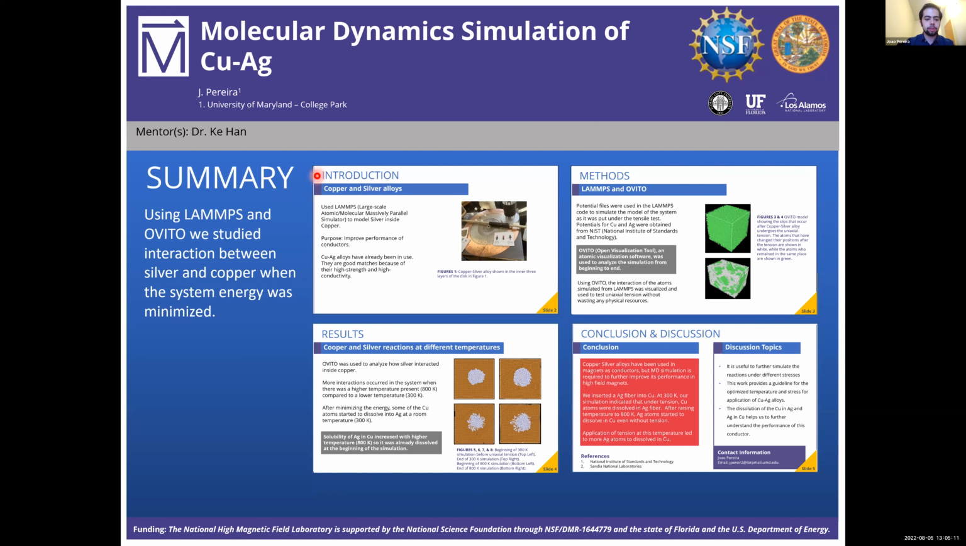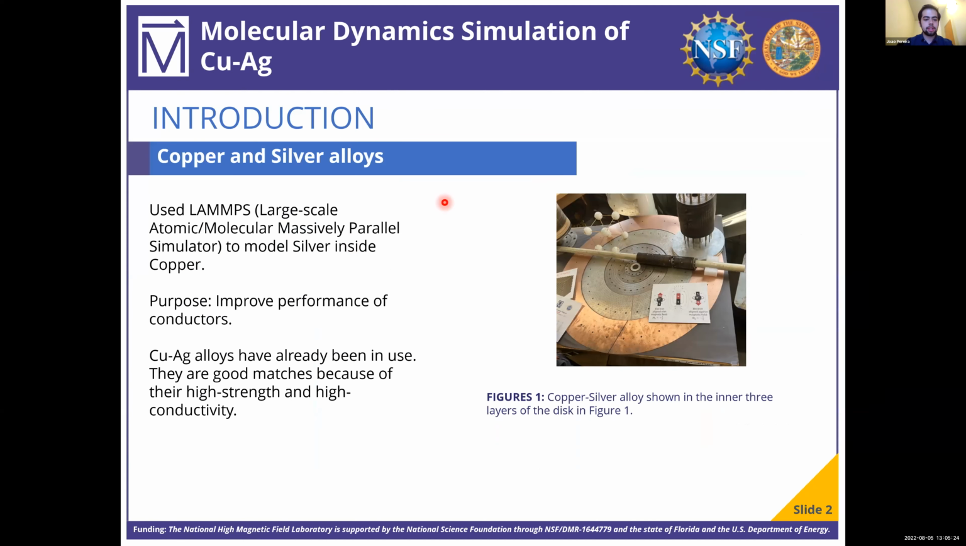I worked with Dr. Kihan this summer on a molecular dynamics simulation of copper-silver alloys. I did this using a program called LAMMPS and OVITO, and I was able to study how that system interacted when the system energy was minimized. LAMMPS stands for Large-scale Atomic/Molecular Massively Parallel Simulator, and that's basically a big acronym to indicate that it just helps simulate how the atoms interact under different circumstances.